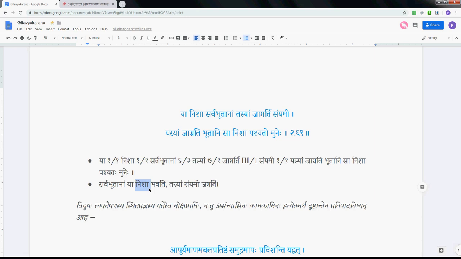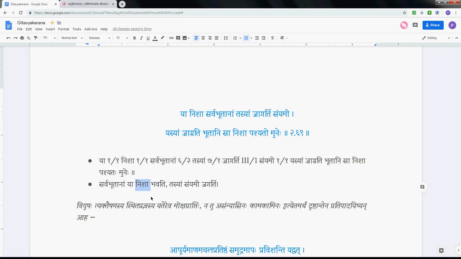One who cognizes, the cognition takes place through what, through which karanas, instruments, in dream those are called as Indriyas. Very nice way to see, you know. So, sarvabhutanam ya nisha bhavati, in deep sleep those indriyas are also withdrawn. So, you are not awake to the waking world, you are not awake to the dream world. Therefore, darkness is all that you see and you have absolutely no control on seeing the unmanifest.